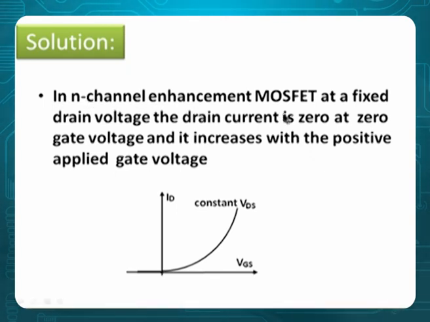In an N-channel MOSFET at a fixed drain voltage. Why am I saying fixed? Because ID is a function of VGS and VDS. So when you are drawing for ID and VGS, the VDS value is fixed. That means when he says VDS fixed, he is drawing the transfer characteristics. At fixed drain voltage, the current is 0 at 0 and increases with positive voltage. Therefore, option is C.